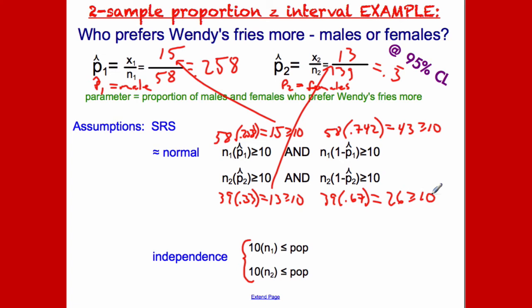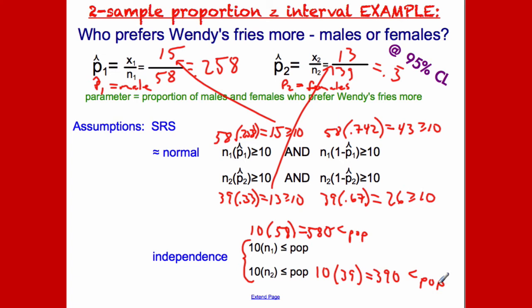All right, so normal, are we good? Approximately normal? Yeah. Independence is 10 times 58, which is 580. Is that less than the population of males? I don't think we have a problem there. How about 10 times 39, which is 390? Is that less than the population of females? Shouldn't have any problems there either, right? So my assumptions are all okay. That allows me to go ahead and proceed with doing an interval.